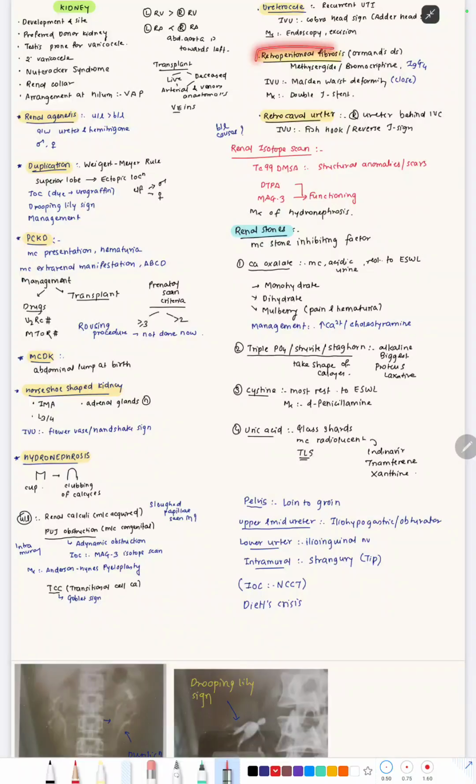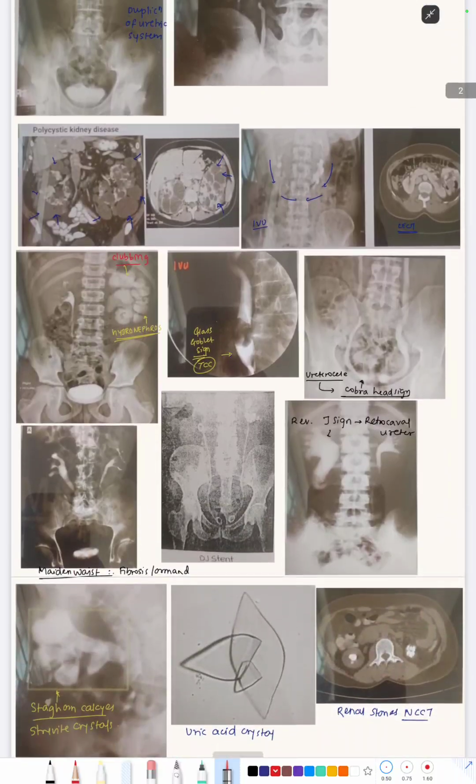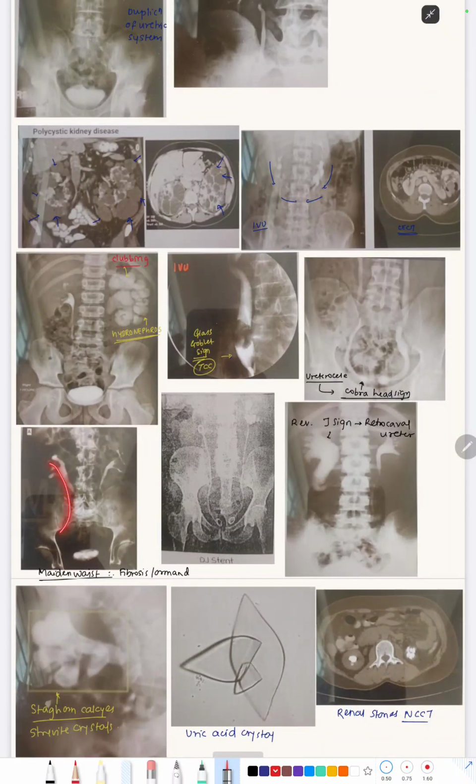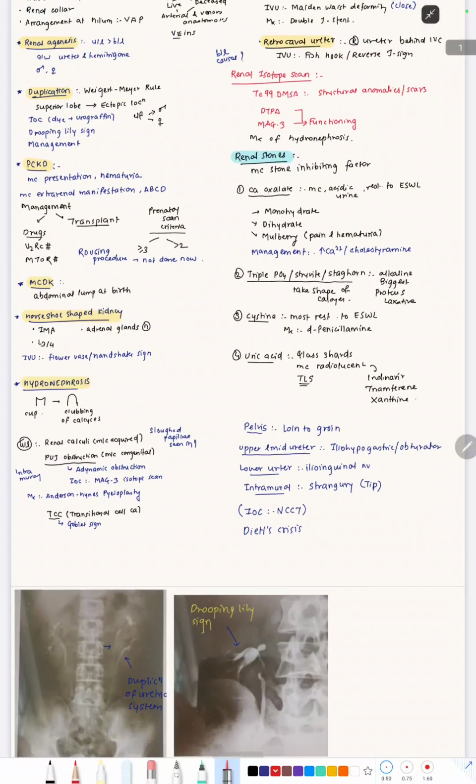Next is retroperitoneal fibrosis. Now this is going to be an extraluminal cause. Retroperitoneal fibrosis is also called Ormond's disease. It's caused by drugs like methotrexate or bromocriptine. It's an IgG4 related disease. On intravenous urography, you will find a sign called the maiden waist sign. Because of fibrosis, the ureters are brought close to each other, so that shows a maiden waist sign. And the management of this is to put a stent, so as to maintain the patency of these ureters.